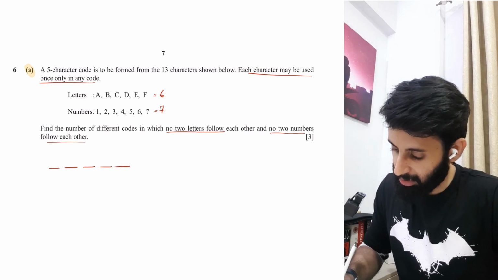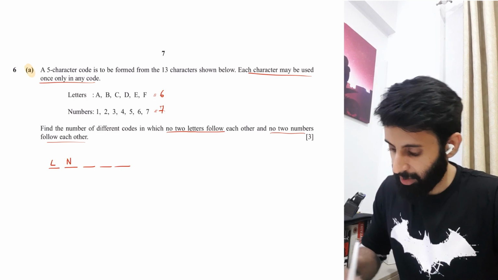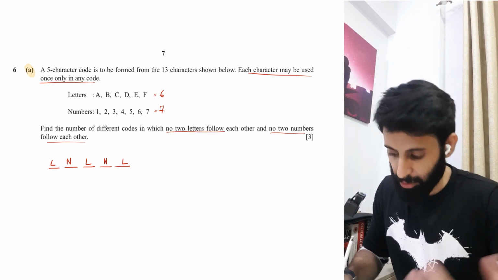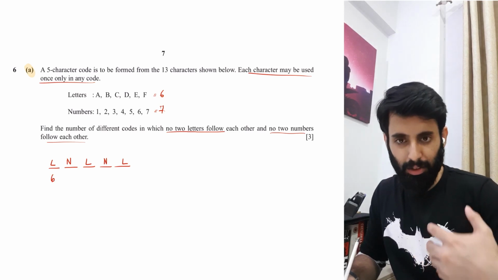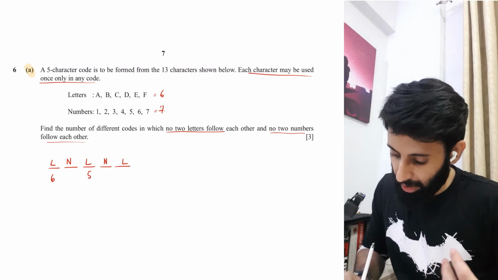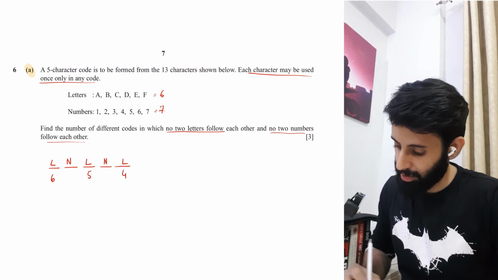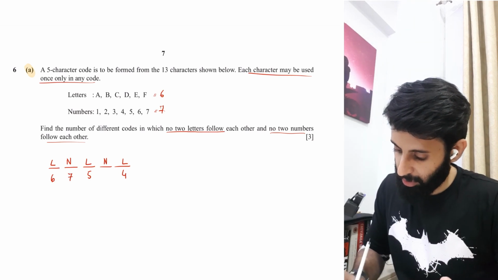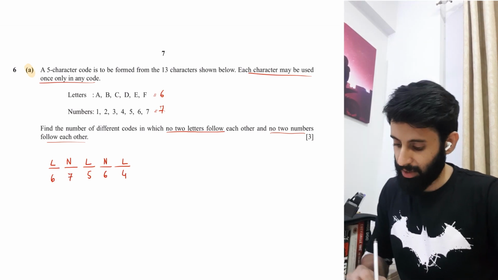So you can start off with a letter, then a number, then a letter again, then a number, and then a letter again. How many letters do we have to choose from? We have 6. If 1 out of the 6 is gone, then for the next letter you have 5 options, and then for the next letter you have 4 options. As far as the numbers are concerned, you have 7 numbers to choose from. If one of them is gone, you now have 6 to choose from.